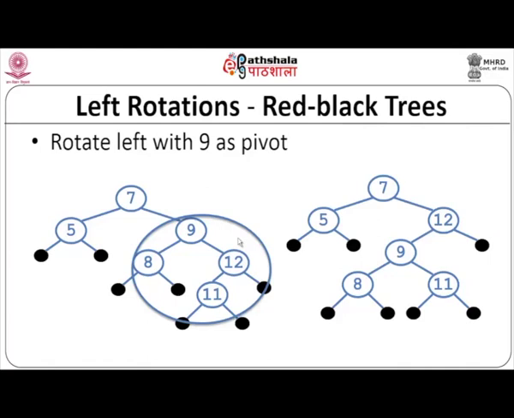Now let us look at left rotations of red black trees. Suppose I want to rotate left with 9 as pivot. When we do the rotation left with 9 as pivot, we take 12, 12 becomes the parent and 9 becomes the left child of 12, and 11, which is 12's left child, becomes 9's right child. So, that is what we have done here. This is the left rotation.